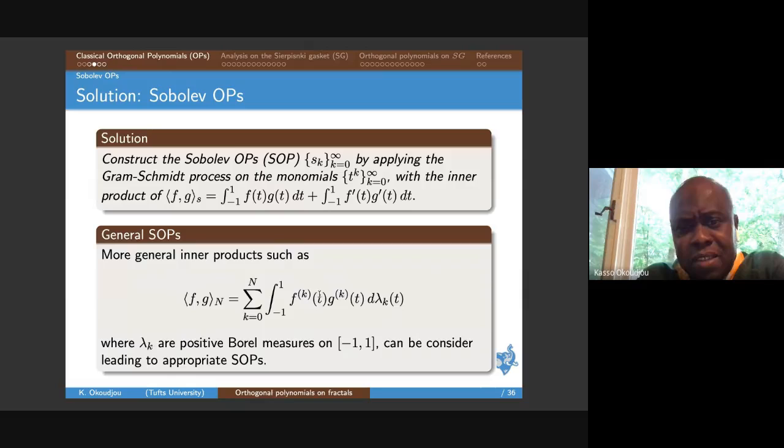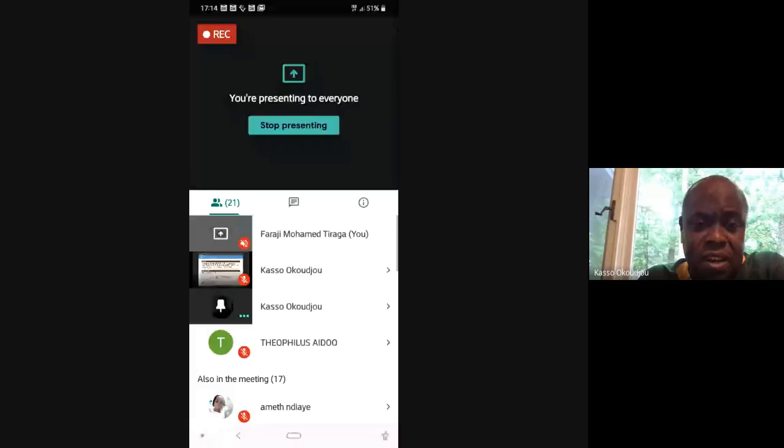Instead of using the L2 inner product, you use the inner product for the Sobolev H1 norm, which is you look at the inner product between the two functions, as well as the product between the derivative of the functions. And you can actually do something a lot more general, where you take a bunch of Borel measures, lambda k, and you define an inner product in this form, and you can ask exactly what are the orthogonal polynomials with respect to this general inner product.